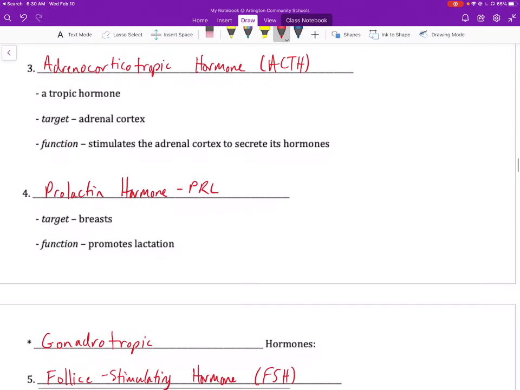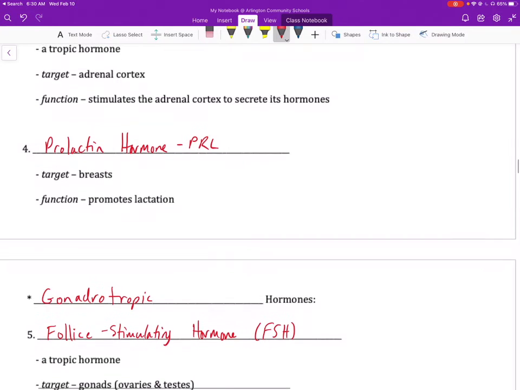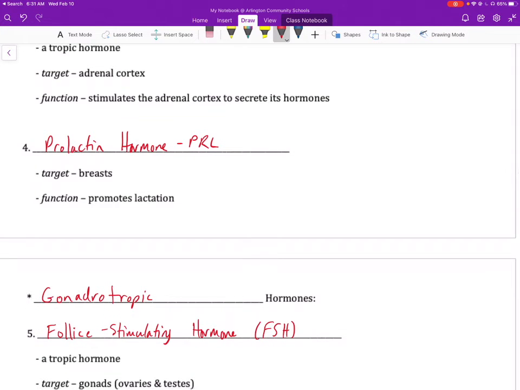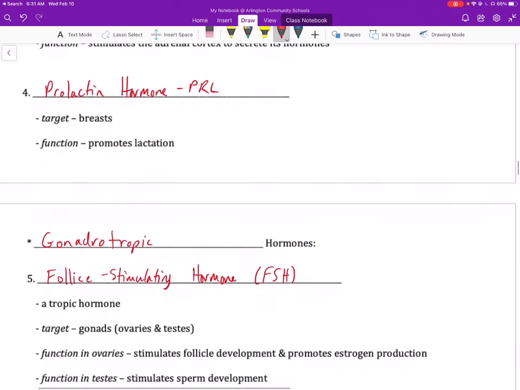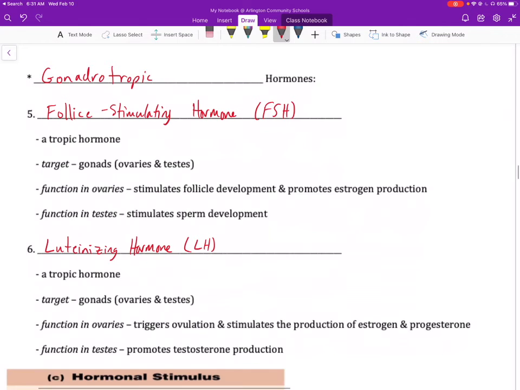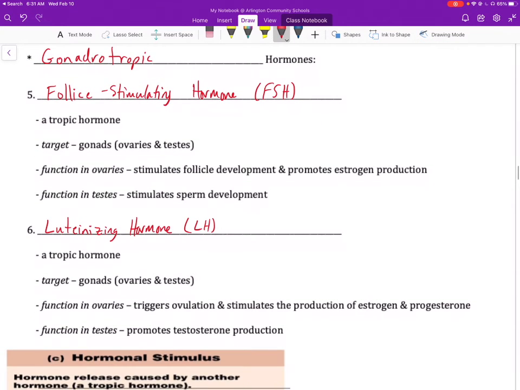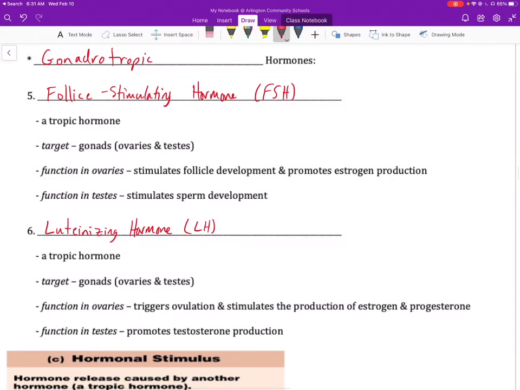Then we have our prolactin hormone, or PRL. It's going to target the breast. Its function is to promote lactation, and this can be within males or females. Then we have gonadotropic hormones. These two gonadotropic hormones are going to target specifically the gonads of males and females.